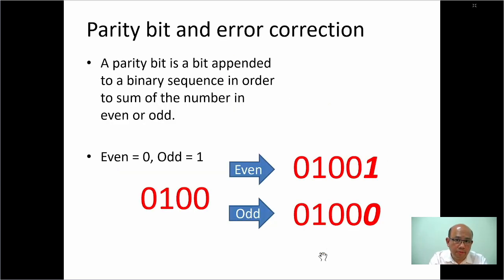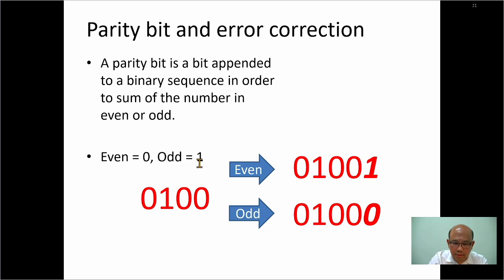Now, the first technique to check for errors is the parity check. The parity is a bit appended to the binary sequence in order to make the sum of the ones come out in even or odd form. For example, I count the 1 bits in the signal. In this 0 1 0 0, there is only one. This is an odd form.